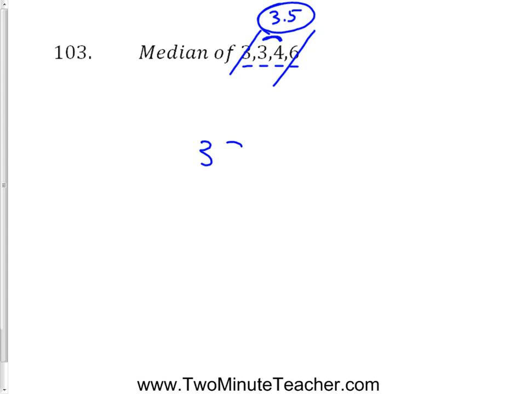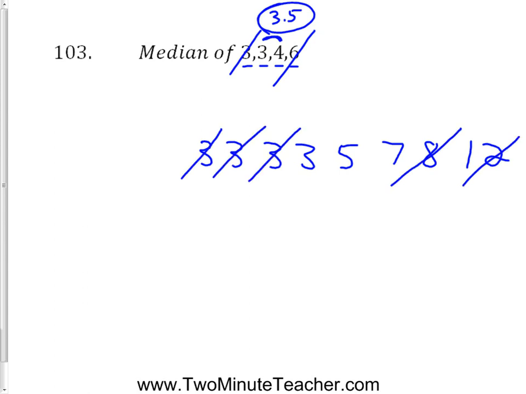So if I had 3, 3, 3, 3, 5, 7, 8, 12, and those are in order from smallest to biggest, I would find the middle one by just kind of going like this. Which one's in the middle? Oh, these 2 are in the middle. Because if I cross off 3 on each end, those are the 2 that are in the middle. So the middle of all of it is what's in between those 2. What's between 3 and 5? 4. So in this case, that middle number would be 4.